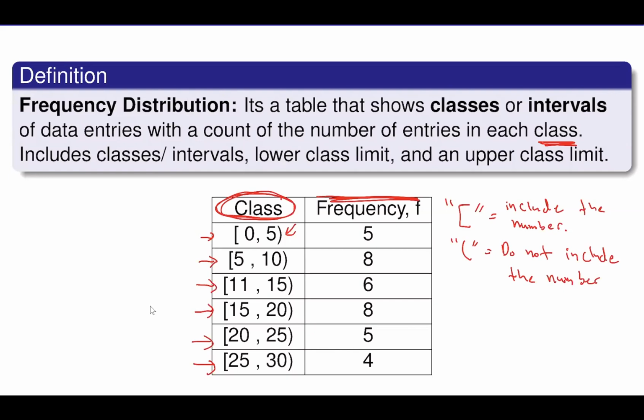So whenever we have a bracket, the bracket is telling us we include that number. So if we have a number between 0 to 5, it's telling us we include 0, but we're not going to include 5 because 5 has a parenthesis. So you do want to know what the bracket and the parenthesis mean. If we have the number 0, 0 would go into this class because it's telling us to include 0. But the number 5 will actually go into the second class, because the second class is saying bracket 5 all the way to 10.